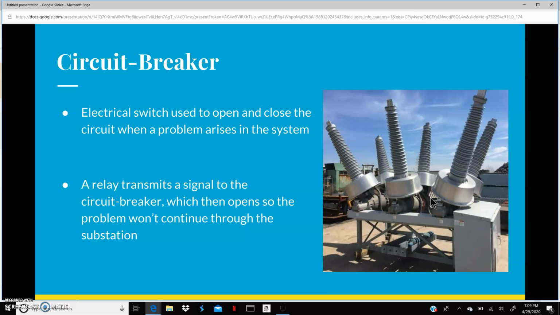So right here is a picture of a very, very big circuit breaker that is used in a high-power substation.